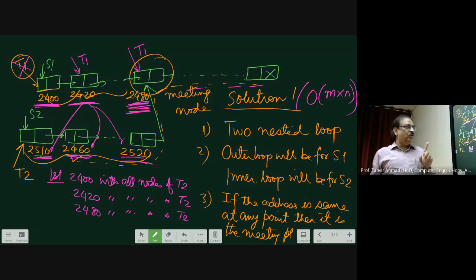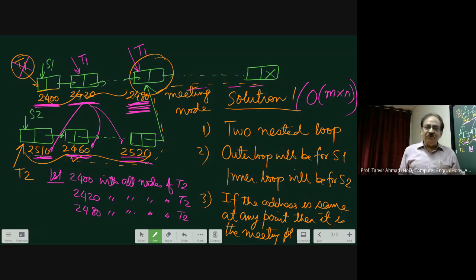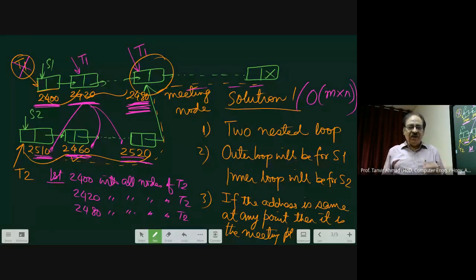You are going to take one point at one position and try to compare with all. Then you move it further, again do it with all. Third one, again do it with all. If it is not meeting, T1 and T2 both will come to the end. Now, what if it is not meeting? Then what will be the condition?